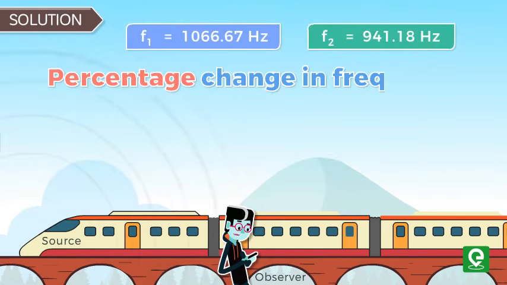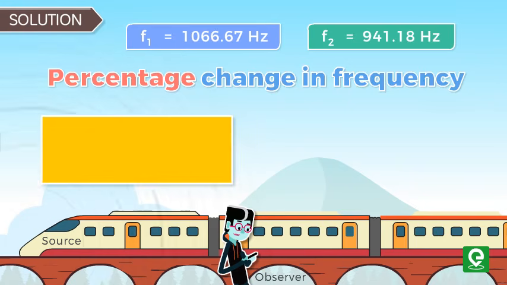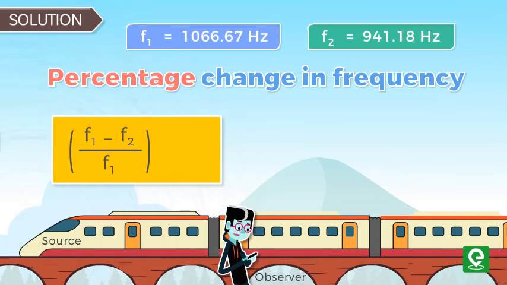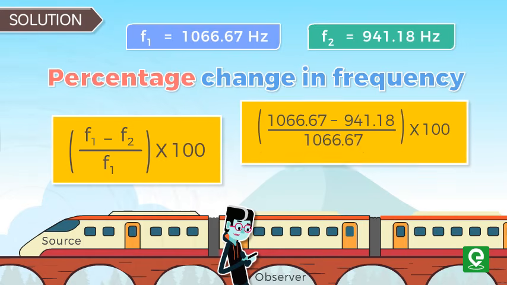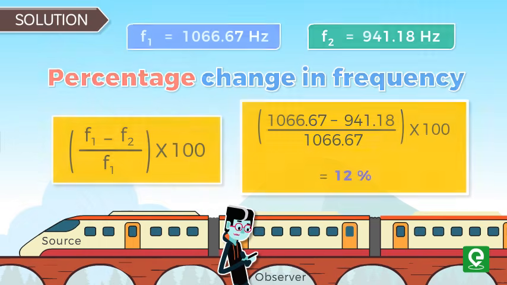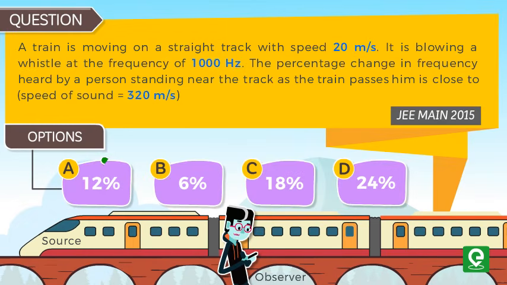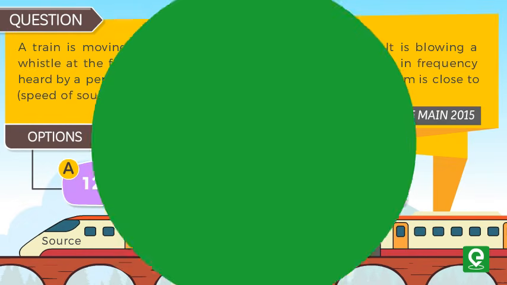Now the percentage change in frequency is equal to modulus of (F1 minus F2) whole divided by F1 multiplied by 100, which comes out to be approximately 12%. Hence the correct answer is option A.